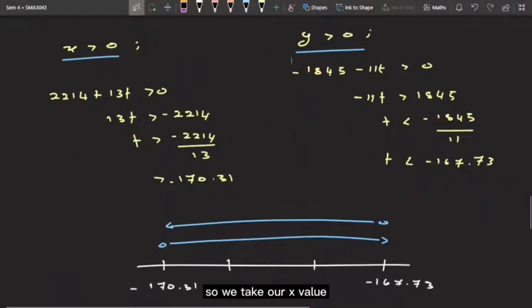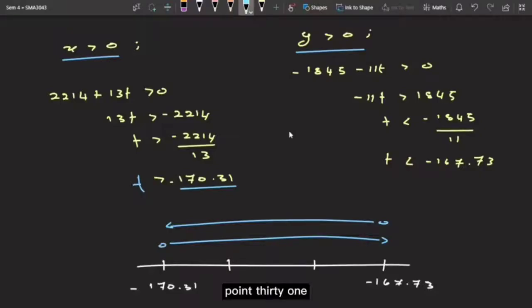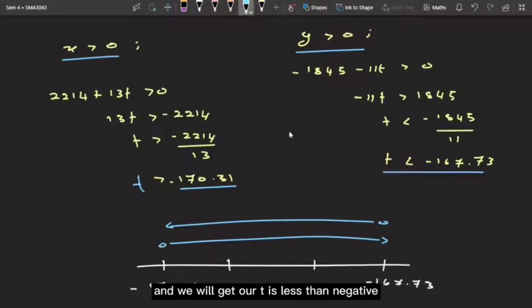So we take our x value that we found just now, which is 2214 plus 13t is larger than 0, and we solve it in terms of t, and you will get t is greater than negative 170.31. The same goes for our y value, where we take what we found for y, which is negative 1845 minus 11t, and we solve it in terms of t, and we will get t is less than negative 167.73.